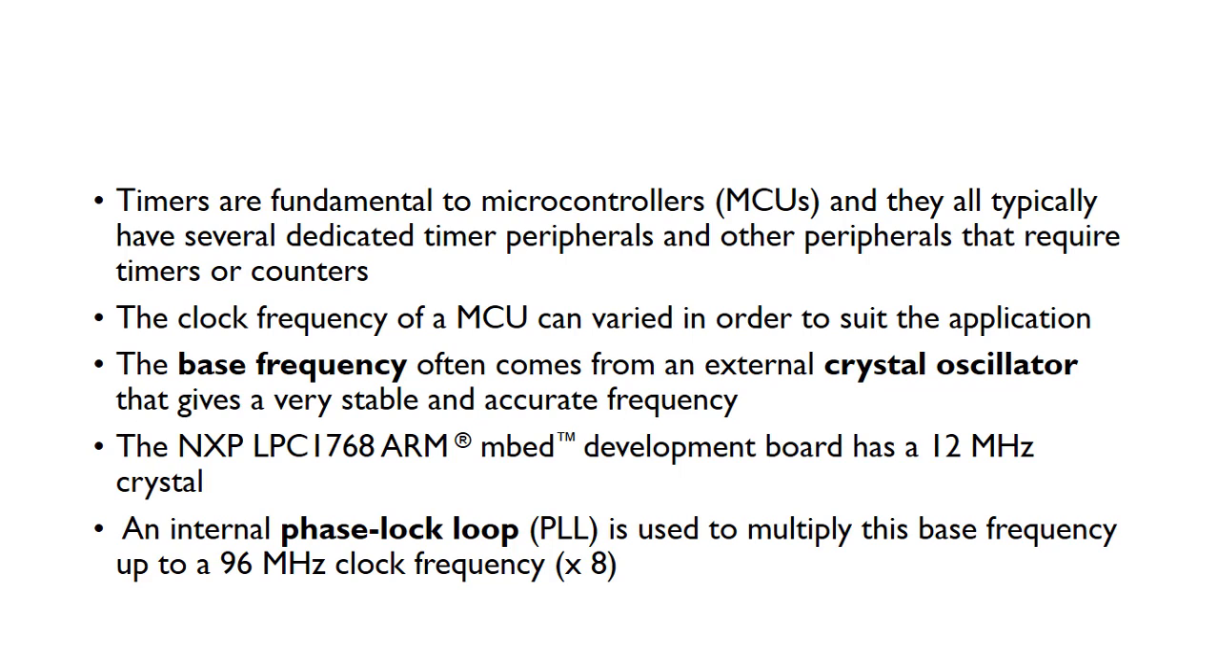But before that becomes the base clock frequency of the microcontroller, there's an internal phase-locked loop, or PLL. This is a special type of circuit used to multiply this base frequency up to a 96 MHz clock frequency. So for this particular board, there's a PLL with a times 8 multiplier. It will multiply up the 12 MHz signal we get from the external crystal to give us our 96 MHz clock frequency, which is used for the microcontroller.